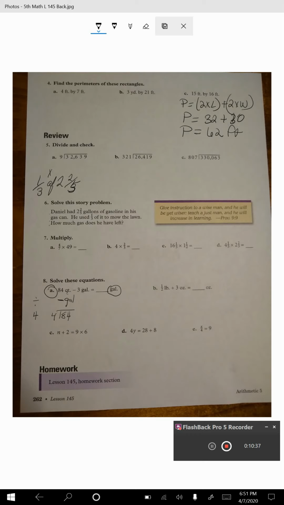Okay? Same way with B. Half a pound plus 3 ounces is how many ounces? So we're looking for ounces, so we need to convert pounds to ounces. Whatever you're looking for, you convert the other ones. Pounds to ounces on this one is multiply. How many ounces are in a pound? Good, 16. So it's 16 times half, or what's half of 16? 8. Now you can add. Okay?